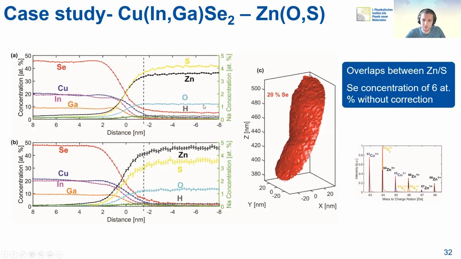And even if you can correct this, you will still have the problem that your selenium will be overlapping with these peaks as well on both sides of the interface. So here you can see on the top the before correction and on the bottom the after correction, which we were able to correct quite nicely. We could correct the zinc and sulfur concentration, also the oxygen concentration, and limit all the inferences from all these different overlaps.